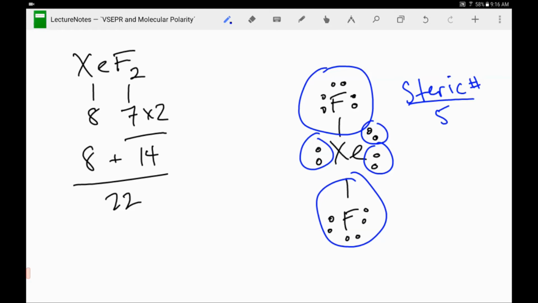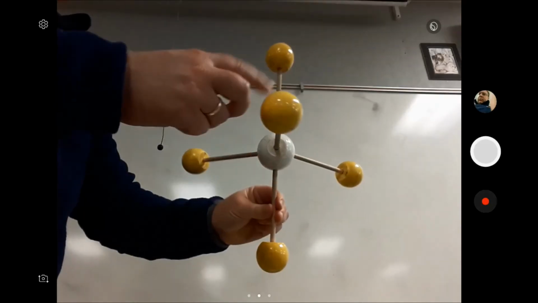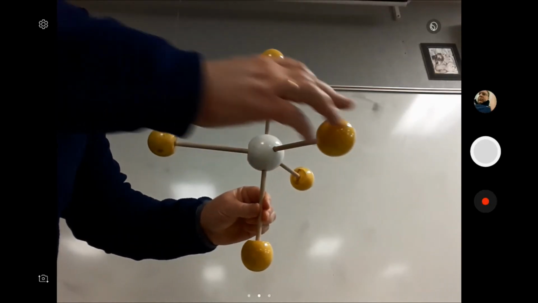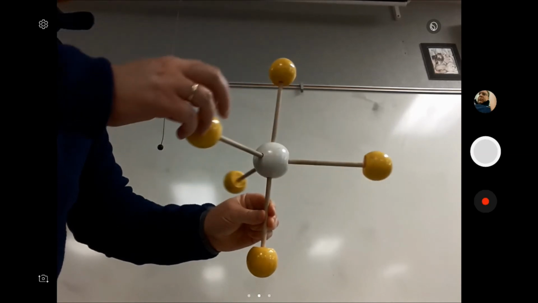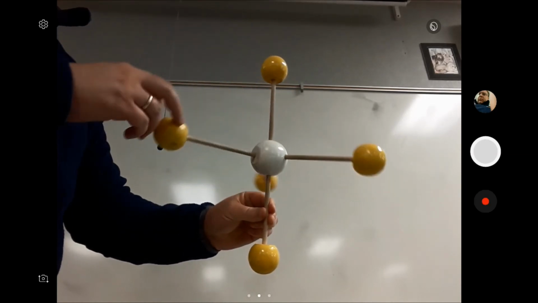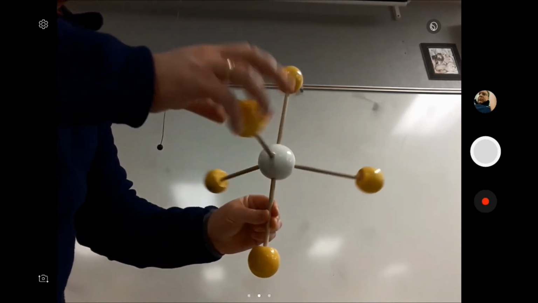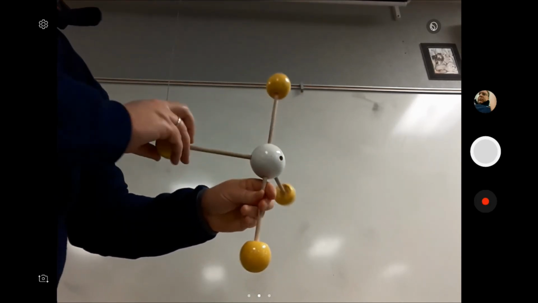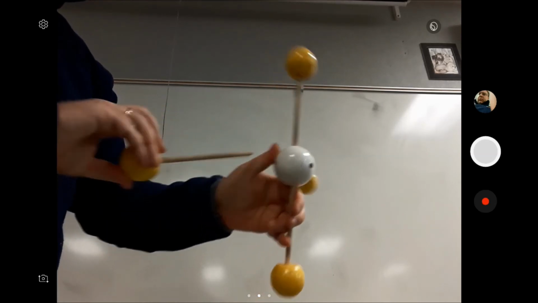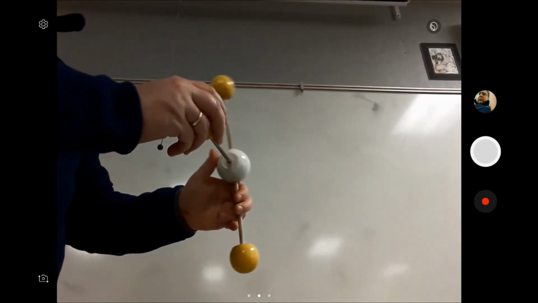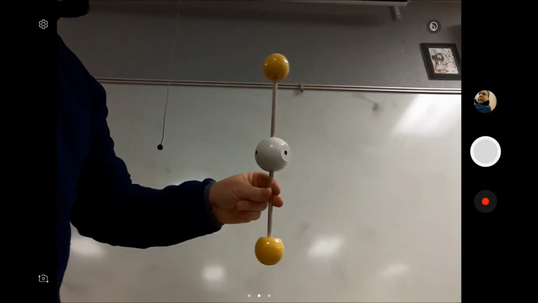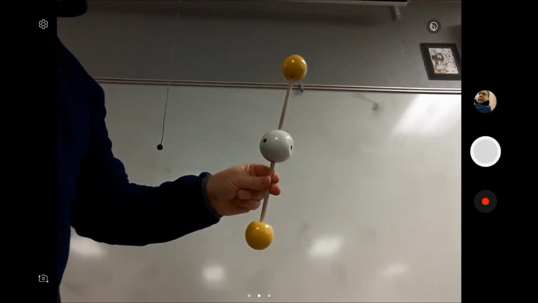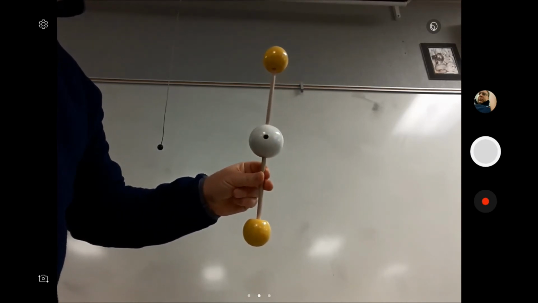With a steric number of 5 and 3 lone pairs, we're going to start with a trigonal bipyramidal geometry. So trigonal bipyramidal geometry, the lone pairs would orient themselves on the equatorial positions. 1, 2, 3. Trigonal bipyramidal with 3 lone pairs, the shape is linear.